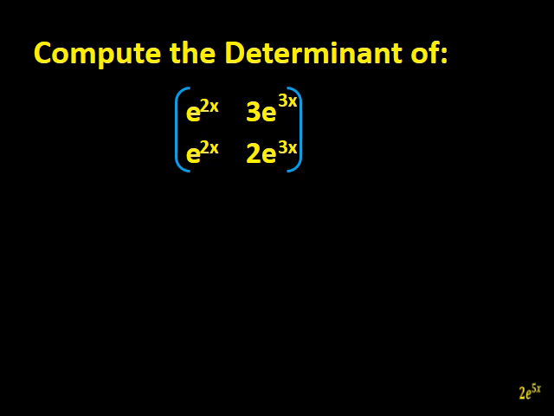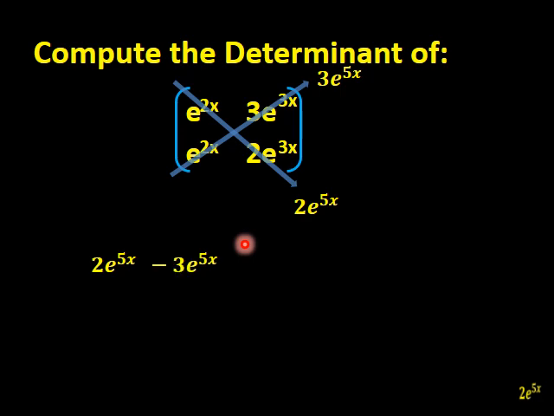Okay, compute the determinant of this matrix. Here we have a 2x2 matrix. It is easier to calculate the determinant of a 2x2 matrix by hand. We multiply in that direction, that is equal to 2e^5x. And then we also multiply in that direction, that is equal to 3e^5x. Now, we have 2e^5x minus 3e^5x, and our result is negative e^5x. This is the determinant of that matrix. Take note, we can only compute the determinant if a matrix is a square matrix, that is, the number of rows is equal to the number of columns.